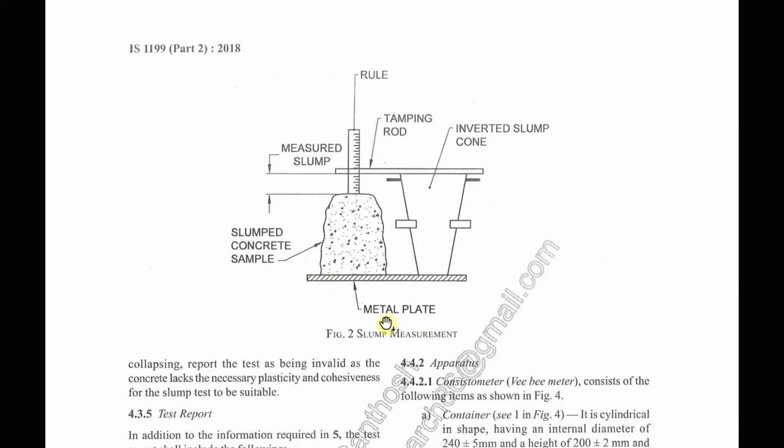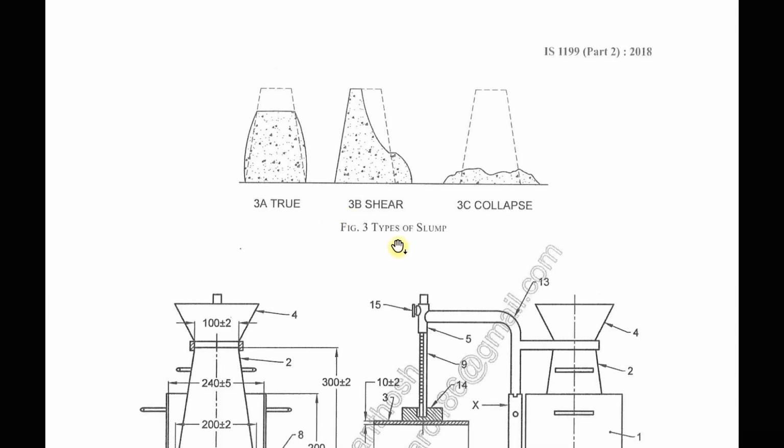This is the figure showing the slump. As you can see, this is the slumped concrete sample, and how to measure the slump by putting the rule. The difference between the bottom of the tamping rod placed across the inverted slump cone to the top surface of the slumped concrete sample is called the measured slump. And these are the three types of slump. This is true slump, and this is shear slump, and this is collapsible slump.